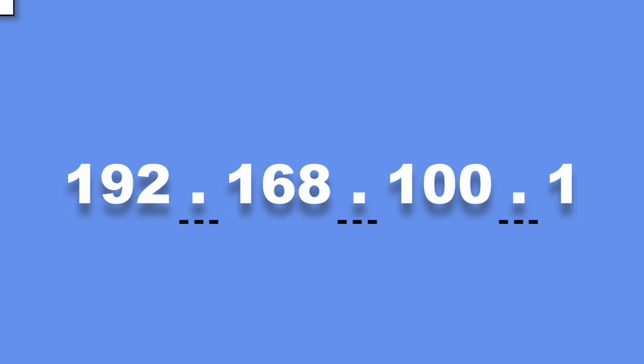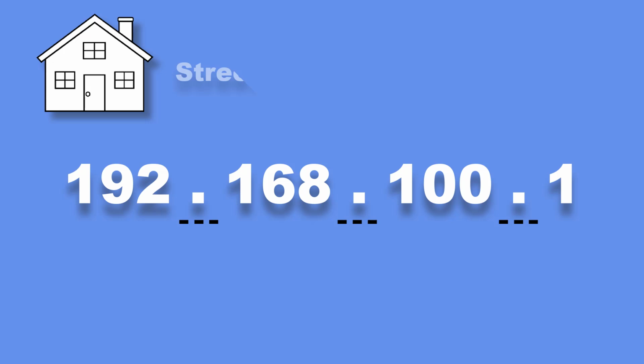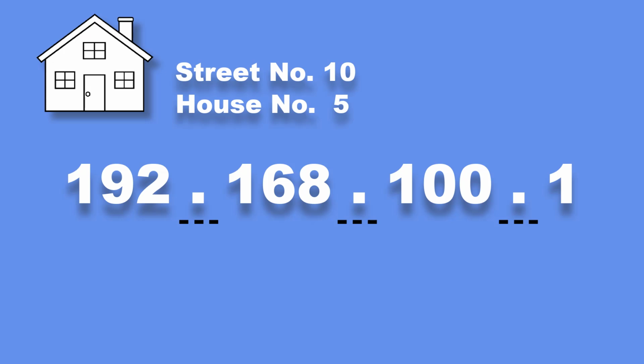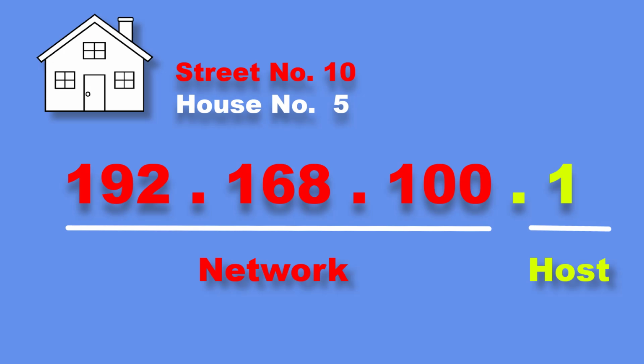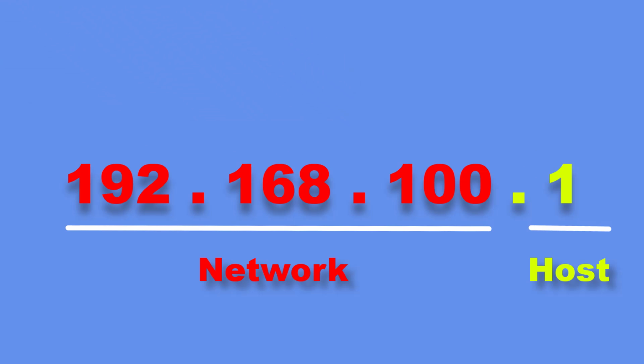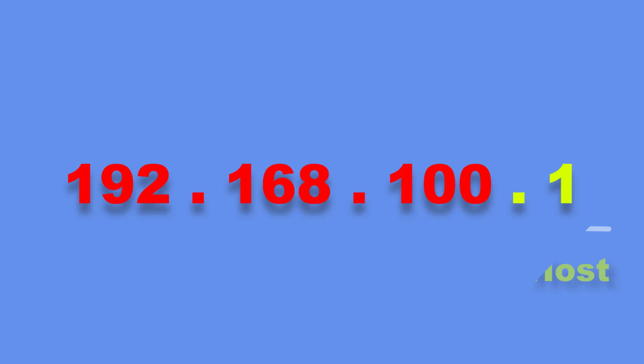As we know, our home address has two parts, street number and house number. In the same way, an IP address also has two parts, network portion and host portion. Consider the network portion as the street number and the host portion as the home number. There can be many homes on a single street. In the same way, in a computer network, there can be many hosts on a single network. How many hosts can be on a single network? It depends on the network bits.